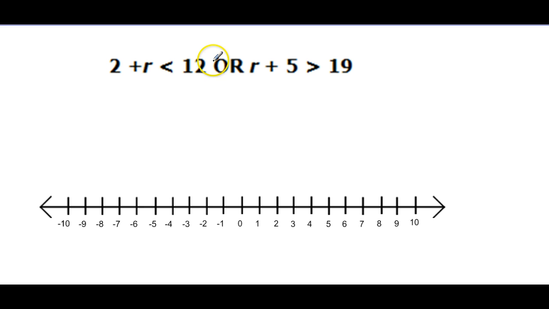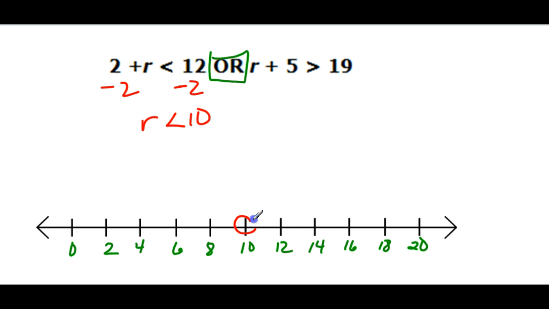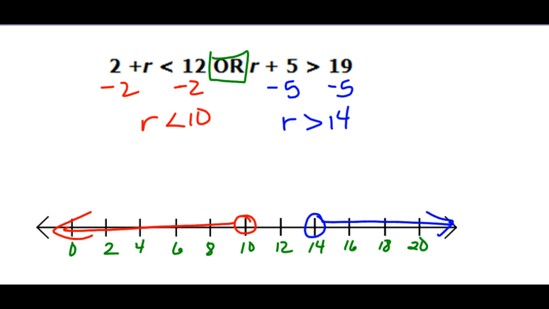All right, again, you're going to see the word or here. So this is going to be minus 2 from both sides. r is less than 10. So I'm going to need a different graph here. That's going to be an open circle at 10 and an arrow going to the left. For this part over here, we're going to subtract 5 from both sides. That's going to give me r is greater than 14. That's going to be an open circle at 14 and an arrow going to the right.